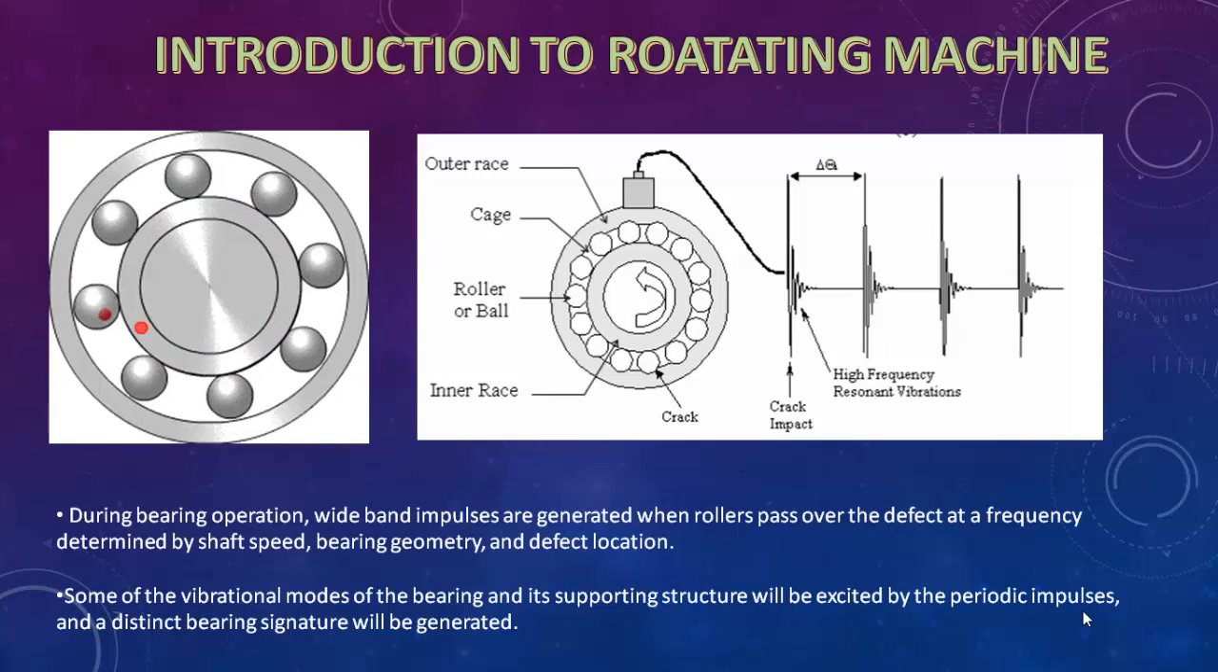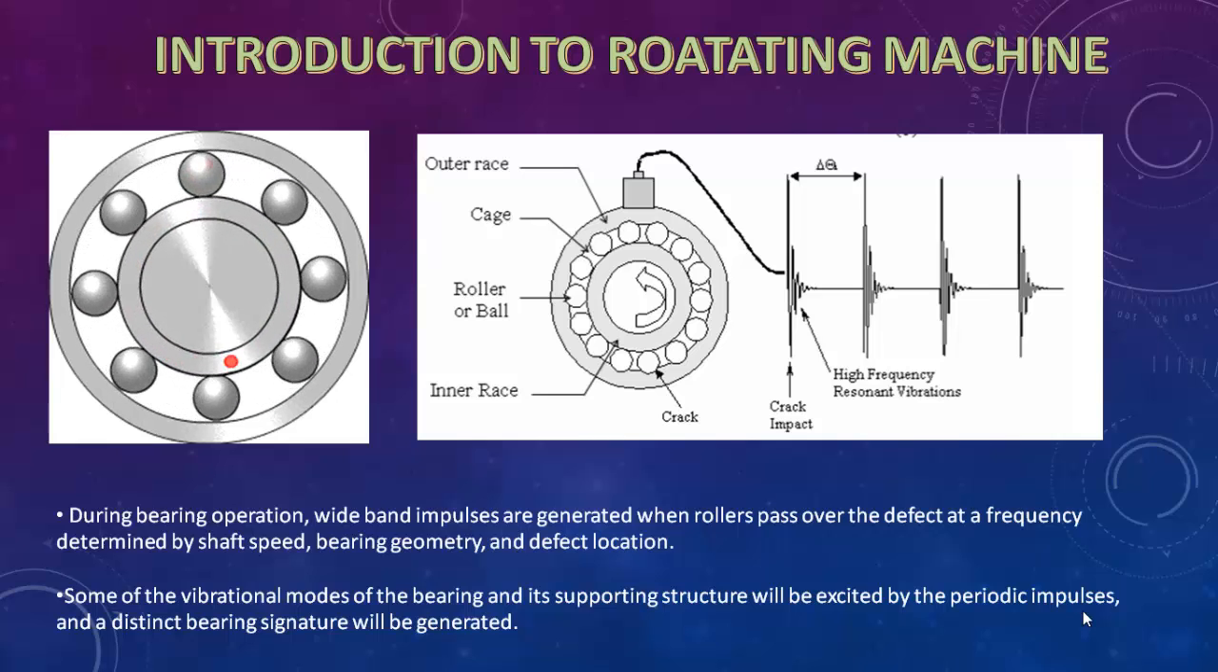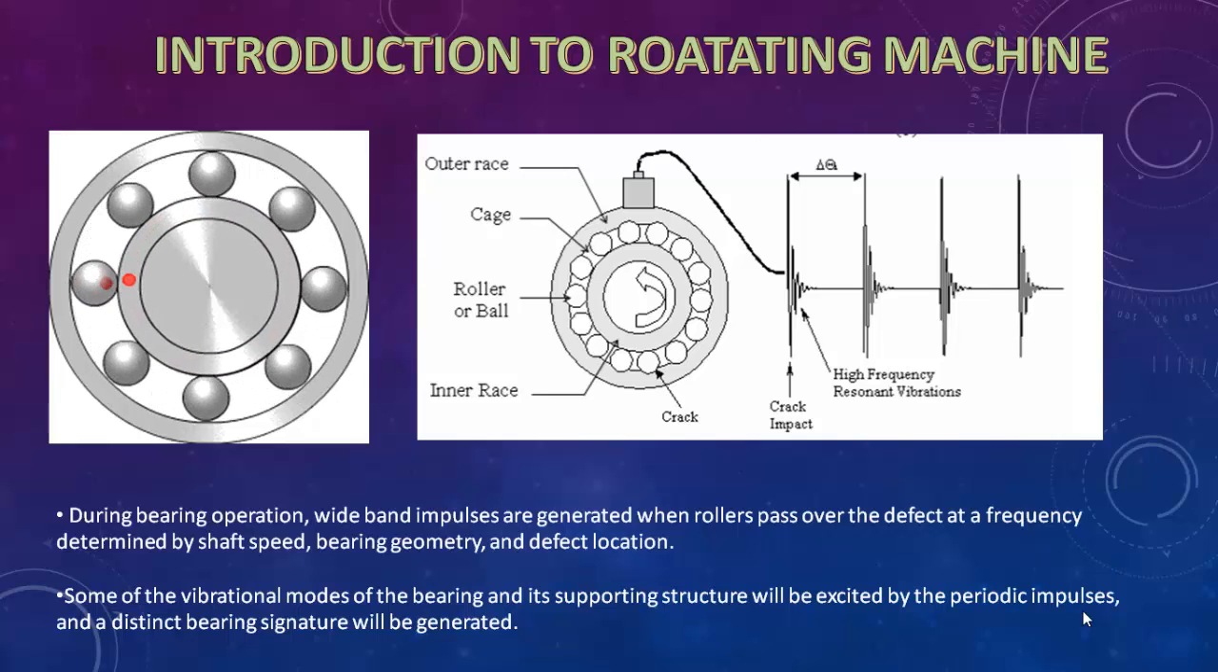As you can see over here, it consists of three parts: the inner race, the balls and the outer race. The accelerometer is placed over the outer race and the signals are obtained. During the bearing operation, wideband impulses are generated when the roller passes over the defect at a frequency determined by shaft speed, bearing geometry and the defect location. Some of the vibration modes of the bearing and its supporting structure will be excited by the periodic impulses and a distinct bearing signature will be generated.